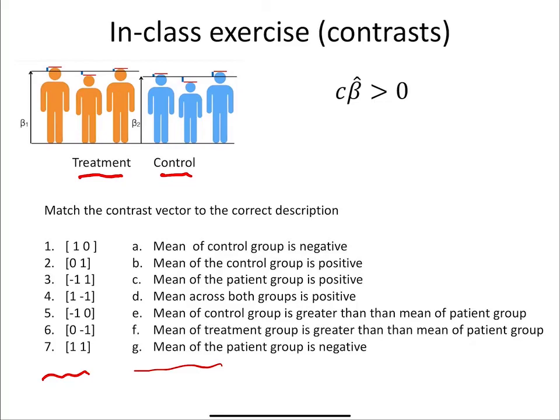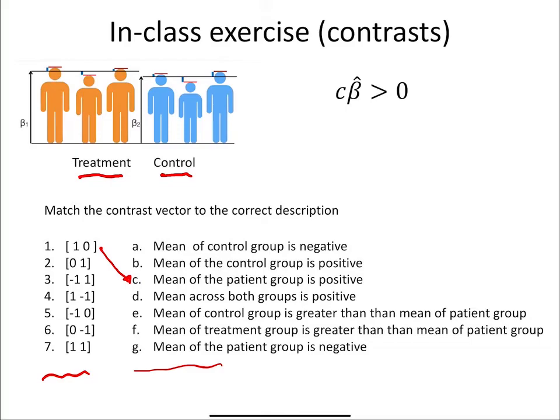Okay, looks like most people responded. So I think let's just take a look at it. I think most people got this, but it's useful to go through it very quickly. So 1, 0 is obviously the mean of the patient group is positive, right?